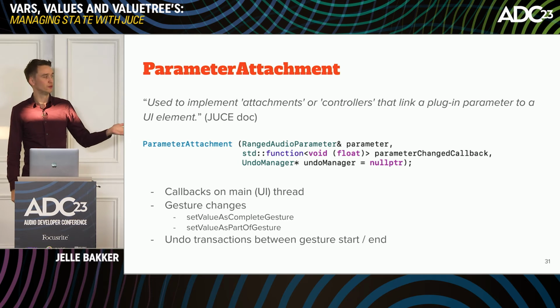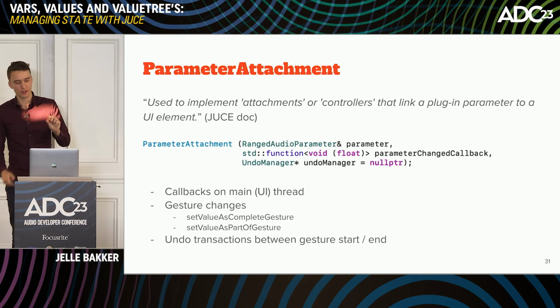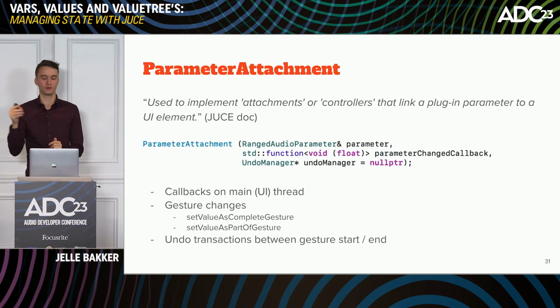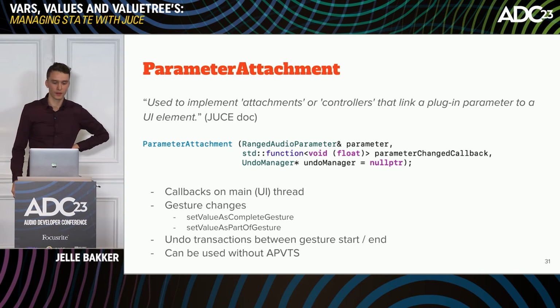And it takes care of undo. So with the slider, for instance, when you begin dragging, your parameter attachment will send an undo transaction to the undo manager. So when you drag for like 10 seconds and then release it and you click undo, it will go back to the value before you started dragging, instead of every step you dragged otherwise being an undo transaction. That's useful. Oh yeah, it can be used without APVTS.